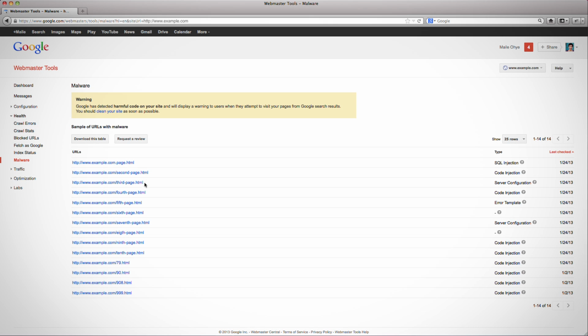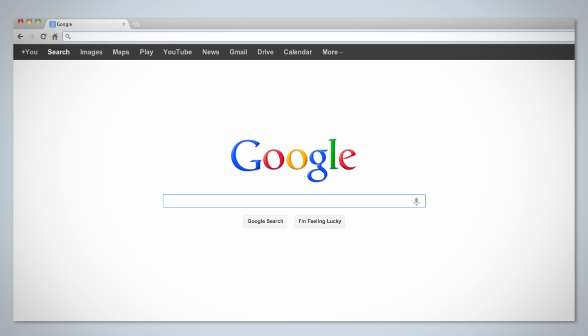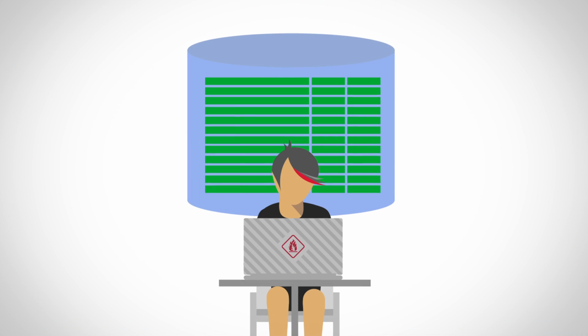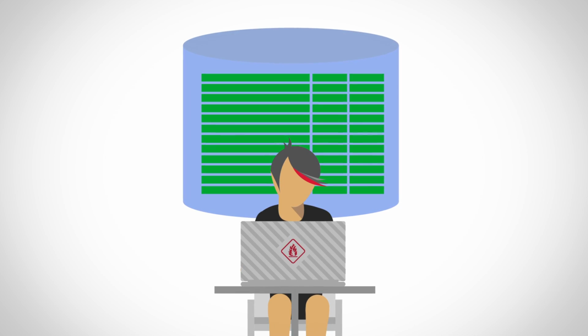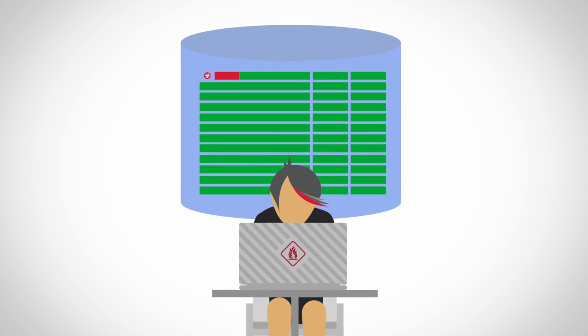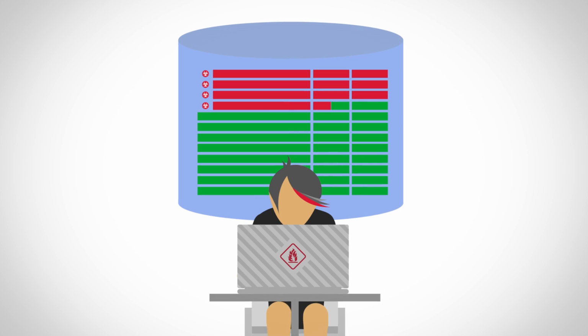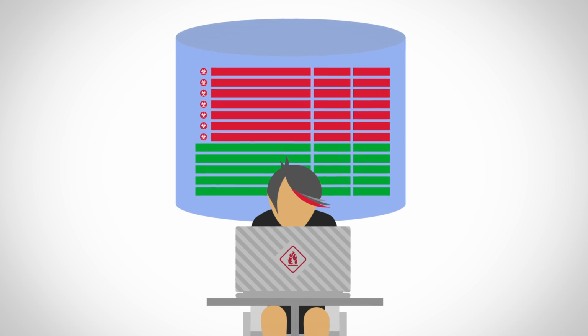You can see example infected URLs and the type of malware infection when you verify ownership of your site in Google Webmaster Tools. Google Webmaster Tools can be found at google.com/webmasters. With regard to the malware type SQL injection, this means that your site's database is likely compromised. For example, the hacker may have programmatically inserted malicious code into every record of the database table.